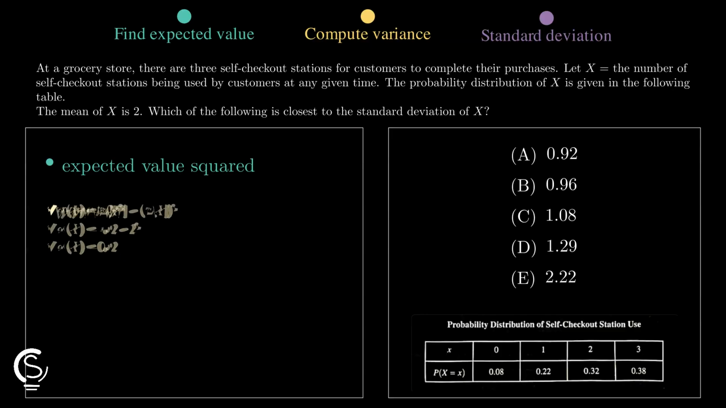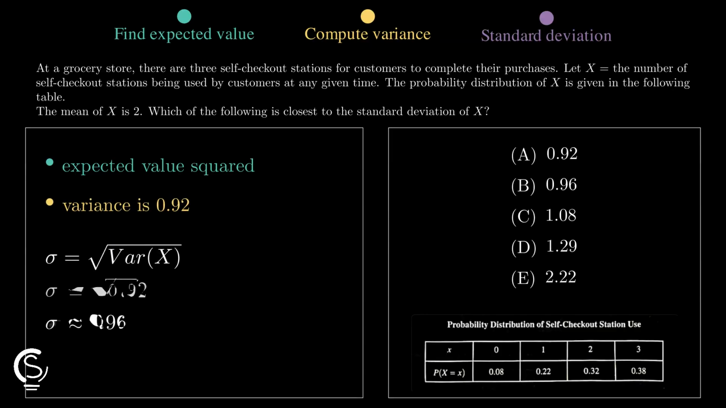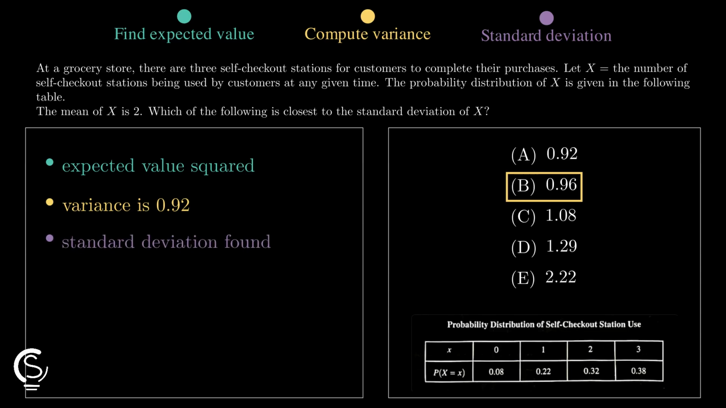Finally, the standard deviation is simply the square root of the variance. Calculating the square root of 0.92 gives us approximately 0.96. You win!